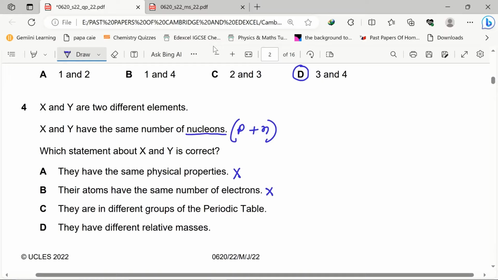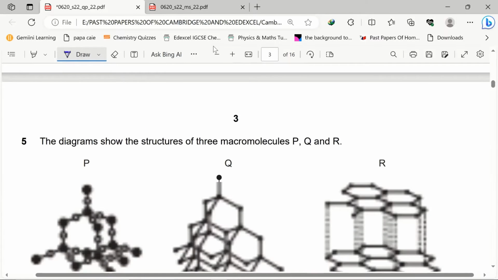Their atoms having the same number of electrons we cannot predict. They have different relative masses that we are not definitely sure of, but they are in different groups of the periodic table. They should be, because X and Y are two different elements, so they should be in different groups of the periodic table, since they have the same number of nucleons. Because in the same group there cannot be the same number of nucleons, they must have different numbers of nucleons or mass numbers. So C is the only correct answer.